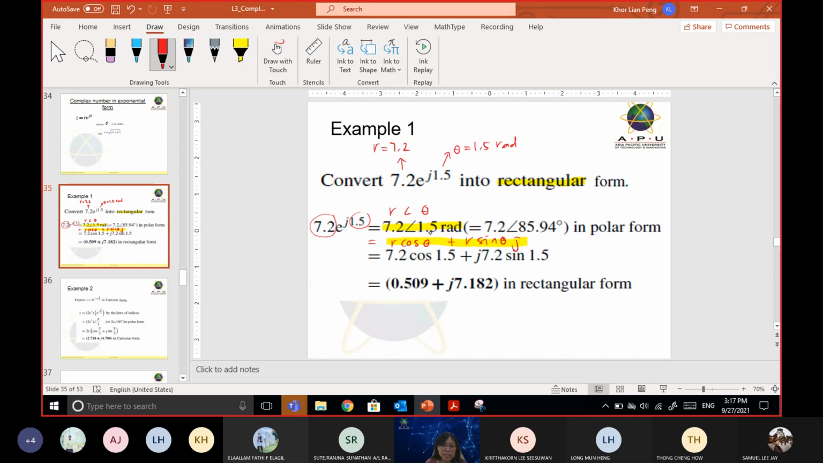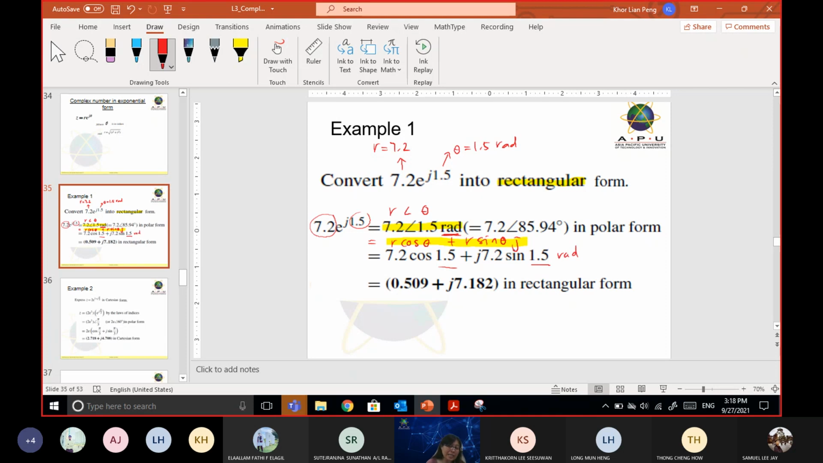Okay, but you have to take note, this is a radian. So you have to put 1.5 radian, else we may think that it is a degree. After that you can use this radian to find r cos theta and r sine theta. So here it will be 7.2 cos 1.5 and 7.2 sine 1.5. So you write this in radian.